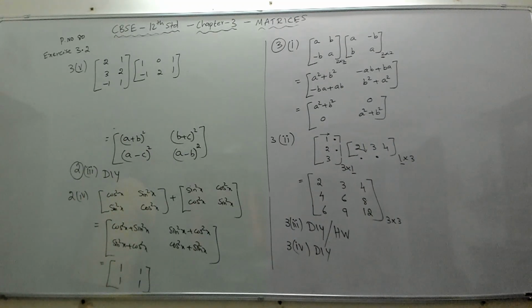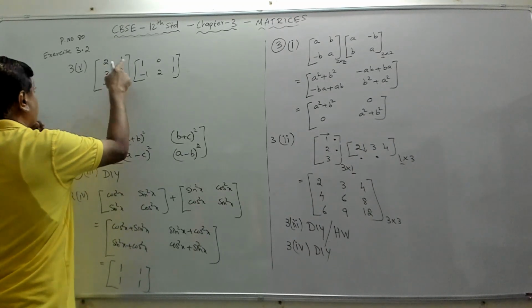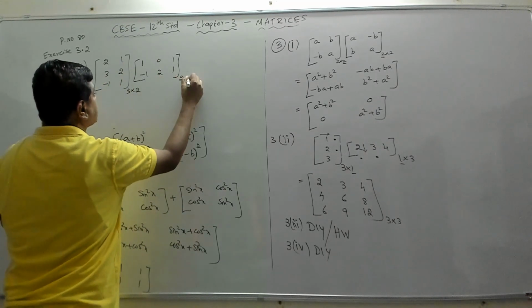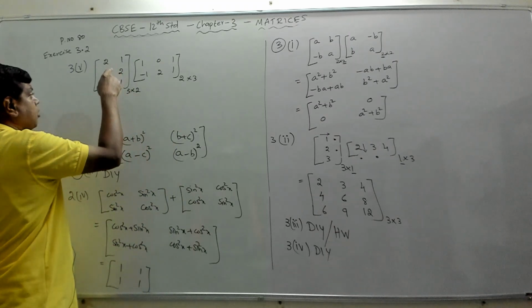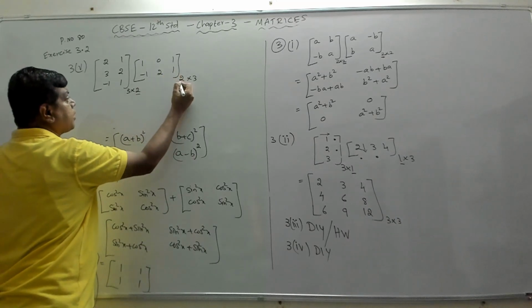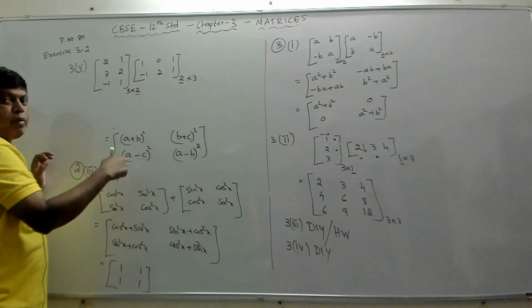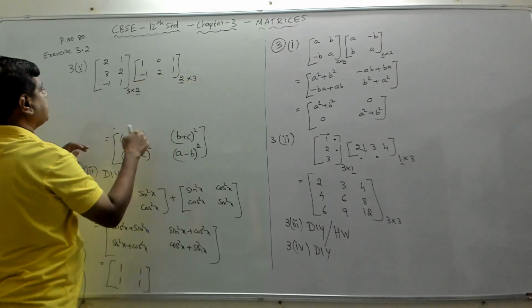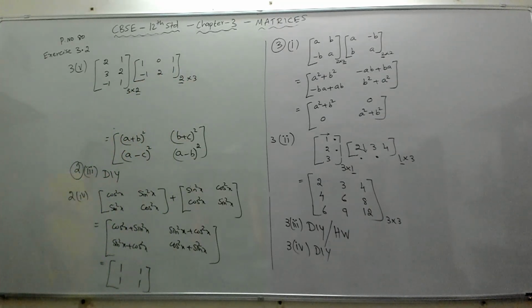So what is the order of this matrix? Order is 3 rows and 2 columns. This has 2 rows and 3 columns. So again the number of columns, which is this, matches the number of rows in this matrix, which is this. So we can perform multiplication, and the resultant matrix order will be, you have to close these two, you get 3 cross 3. Right? So how do we multiply that?